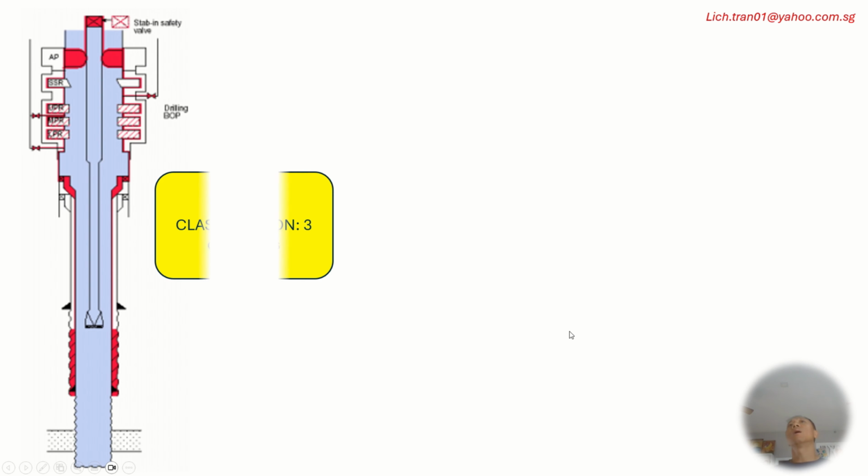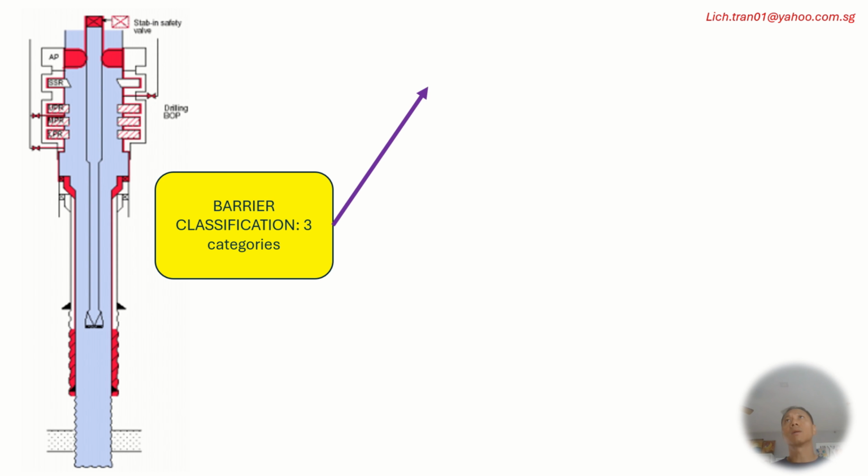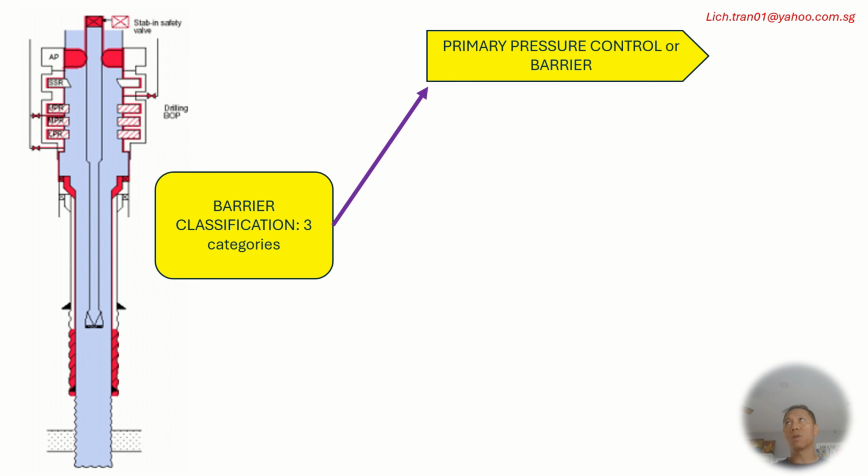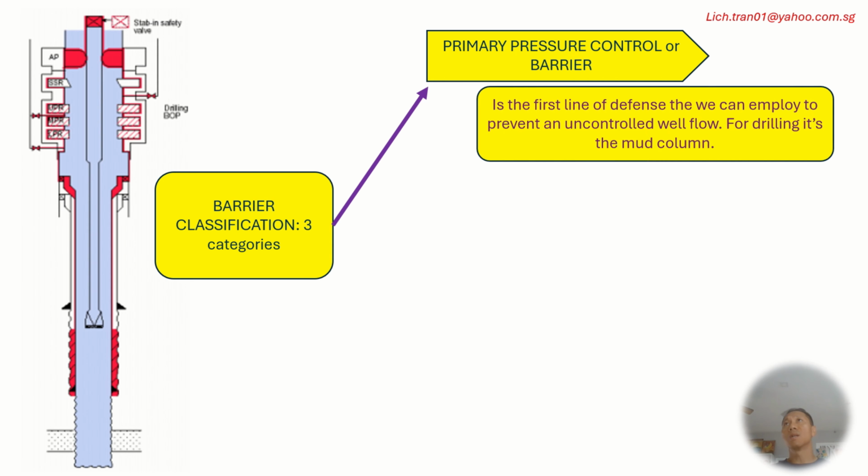And what about the barrier classification? As we know, usually we mention three categories, three classifications. Number one is the primary pressure control or primary barrier. What is it? It is the first line of defense that we can employ or deploy to prevent an uncontrolled well flow. For drilling, usually it is the mud column.